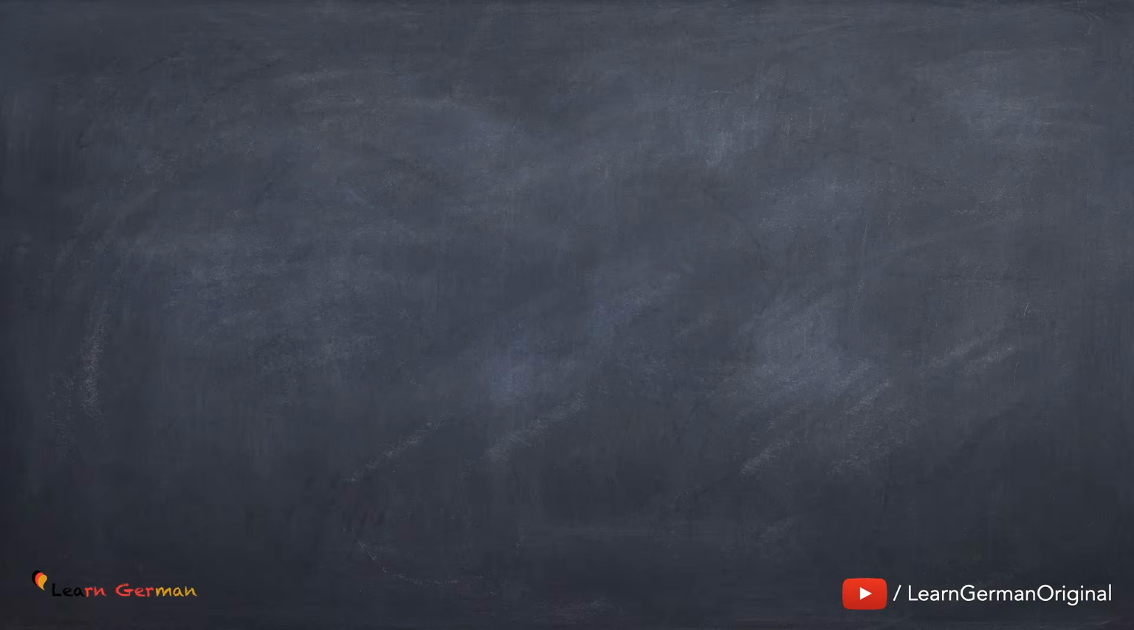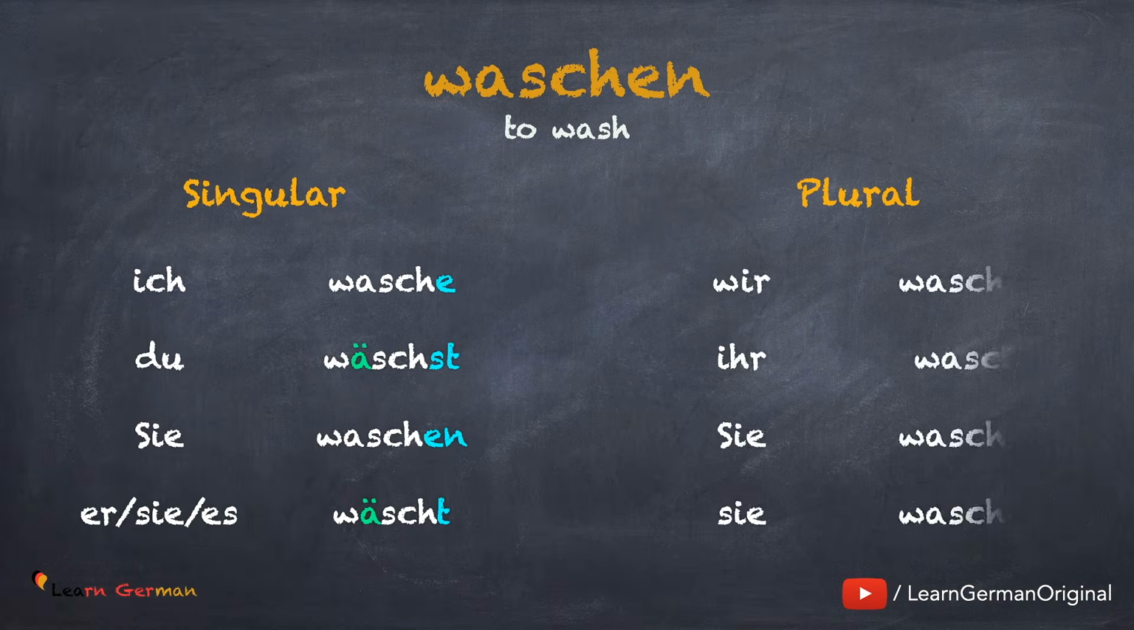Let's look at the next verb. Waschen. Ich wasche. Du wäschst. Sie waschen. Er, sie, es wäscht. Wir waschen. Ihr wascht. Sie waschen.